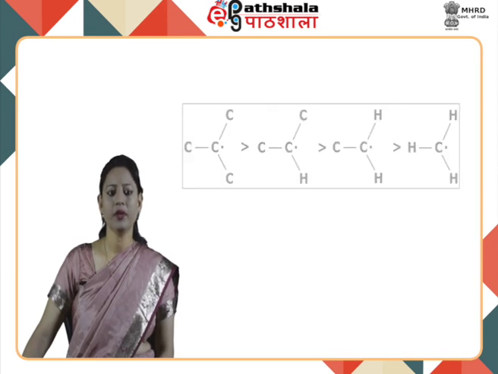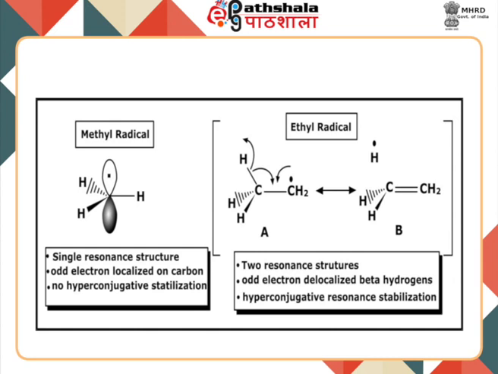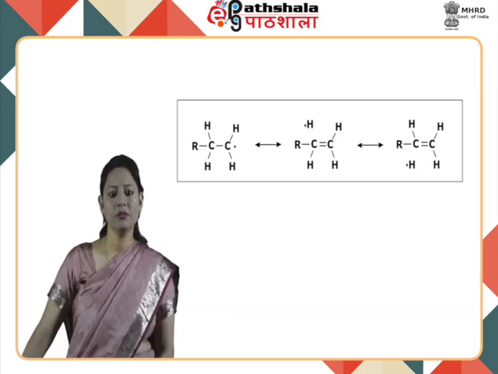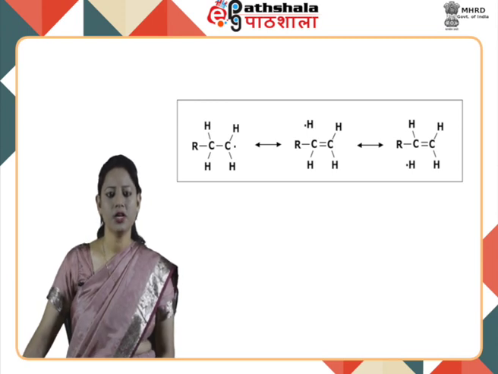Here you can see a methyl radical has single resonance structure. The odd electron is localized on carbon and no hyperconjugative stabilization is seen in case of methyl radical. Whereas in case of ethyl radical, 2 resonance structures are shown here and the odd electron is delocalized onto the beta hydrogen. Hyperconjugative resonance stabilization can be seen in case of ethyl radical. Similar hyperconjugative structures can be drawn for other alkyl radicals.